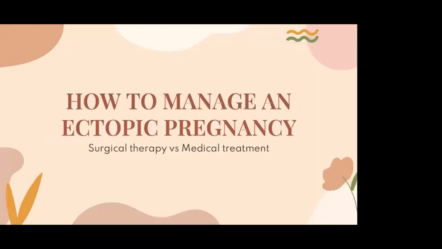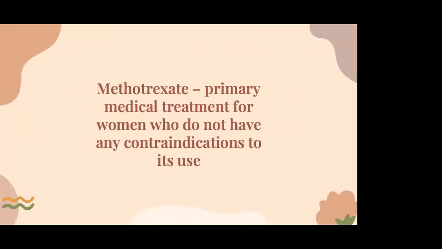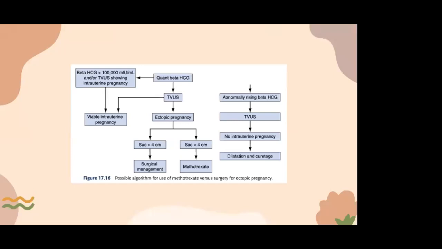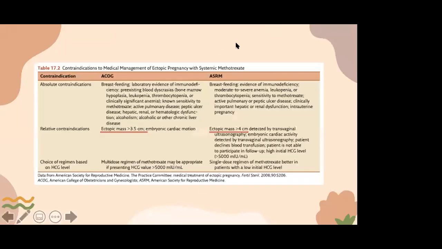So how to manage an ectopic pregnancy? It's usually a question of surgical or medical management. Just a review, methotrexate is the primary medical treatment for women who do not have any contraindications to its use. This is a possible algorithm for use of methotrexate versus surgery for ectopic pregnancy, lifted from Comprehensive Gynecology. For the current patient, we did not see any gestational sac. However, under the relative contraindications to methotrexate use, the patient's ectopic mass is more than 3.5 to 4 centimeters as listed by ACOG and the American Society for Reproductive Medicine. Hence, use of methotrexate isn't ideal in the present patient.